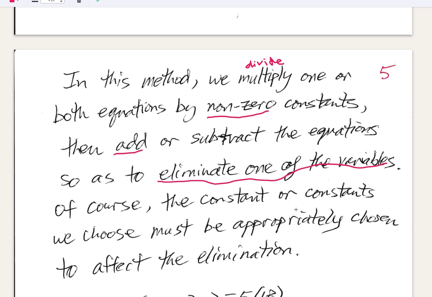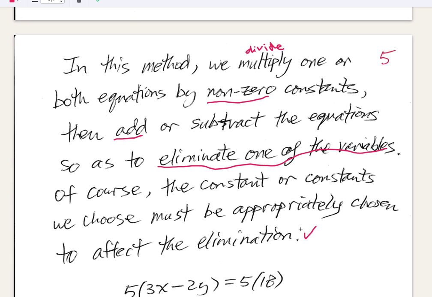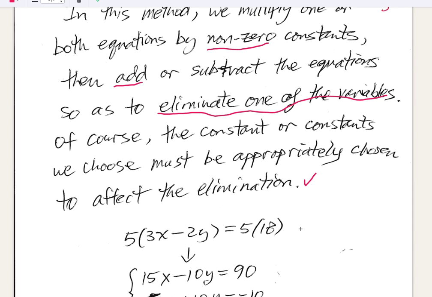Of course, the constant or constants that we must choose in multiplying or dividing up here must be appropriately chosen to affect this elimination. Now this doesn't mean that there's a unique way to do it. There are infinitely many ways to do it, but you want to try to pick a technique that's nice and convenient here. Now this is what I did.